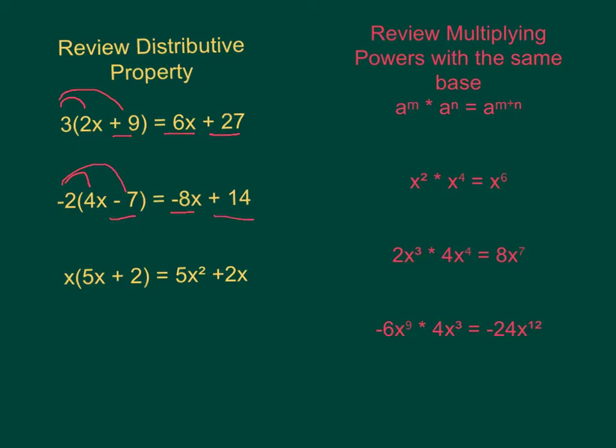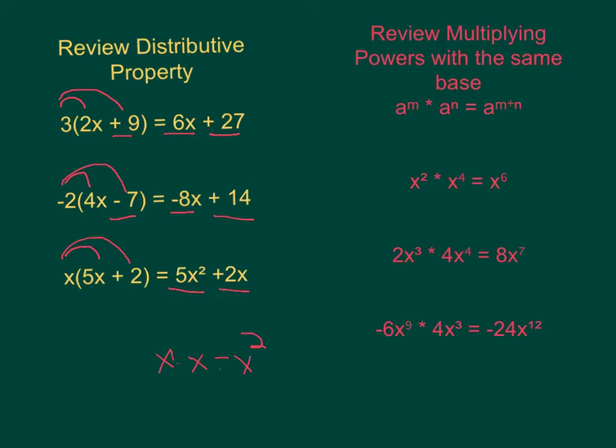And what we're going to do is we're moving into if you distribute a variable on the outside. So in this case, x times 5x is 5x squared because x times x is x squared. And then x times 2 is 2x.